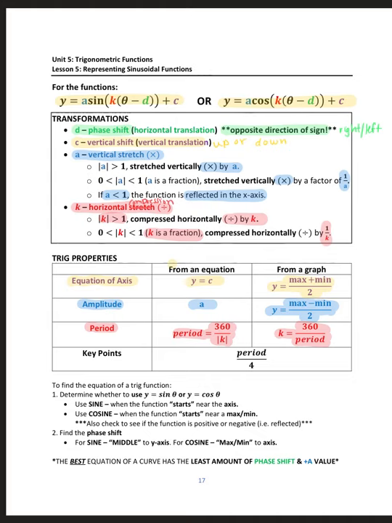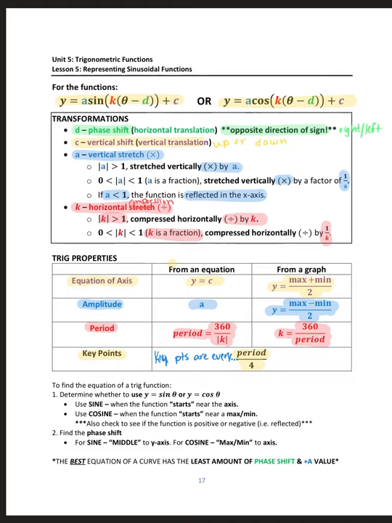And then finally, the last point I want to make is about our key points. So once we know our period, we can determine our key points by taking that period and dividing by 4. So we would say that our key points are every period divided by 4, that's how often our key points are going to occur.